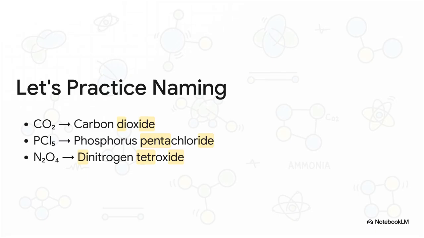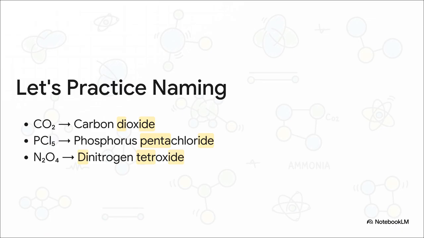Take CO2. We have one carbon, so just carbon. Then we have two oxygens, so we use the prefix di and change oxygen to oxide. Boom, carbon dioxide. How about PCl5? That's one phosphorus and 5 chlorines becomes pentachloride. Phosphorus pentachloride. See? And for N2O4, we have two nitrogens, so this time we do use a prefix, dinitrogen, and 4 oxygens becomes tetraoxide. Dinitrogen tetraoxide.